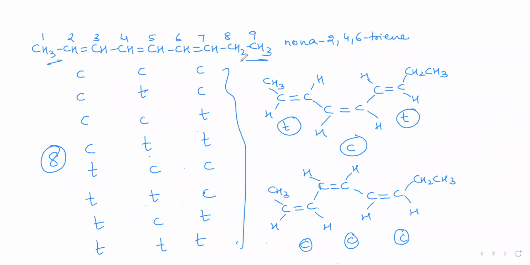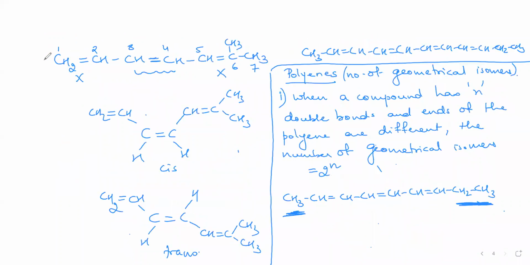The two ends are different. So we got 8 isomers. It is 2 raised to n, where n is the number of double bonds where geometrical isomerism is possible. What do I mean? N is the number of double bonds where geometrical isomerism is possible.